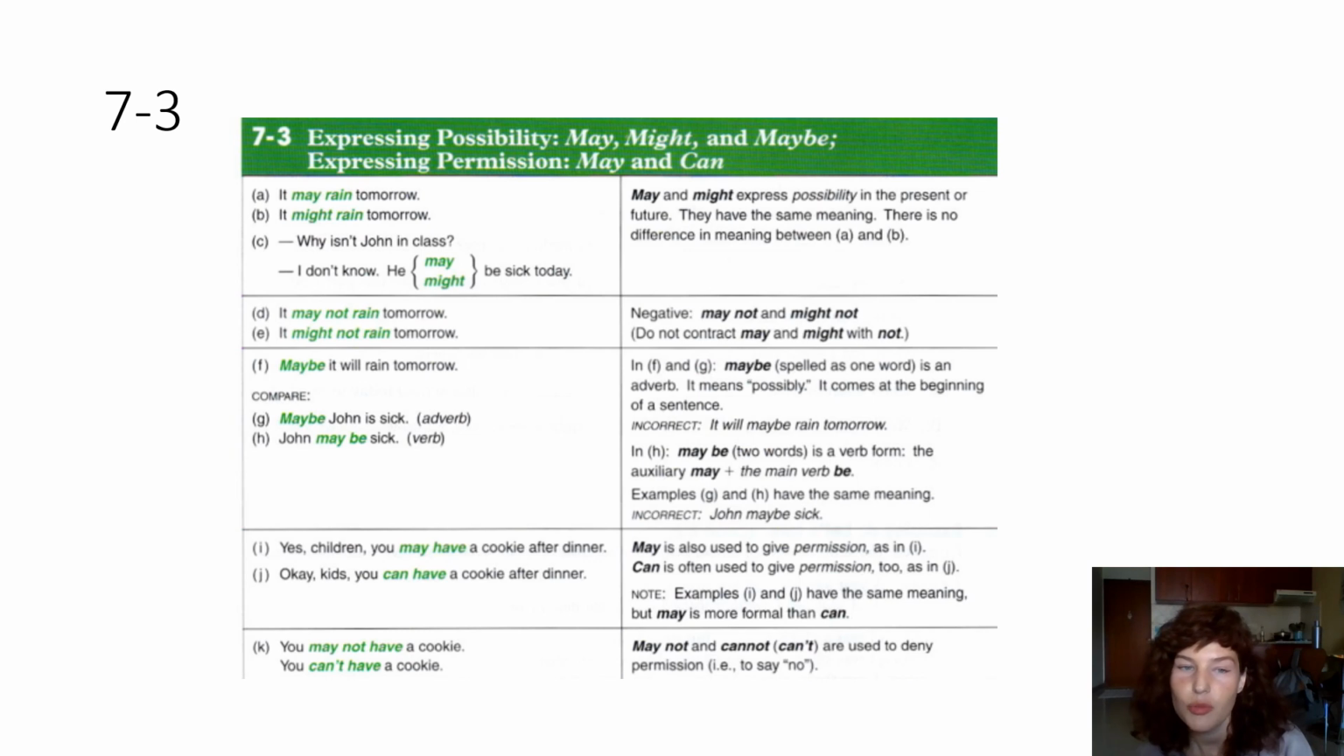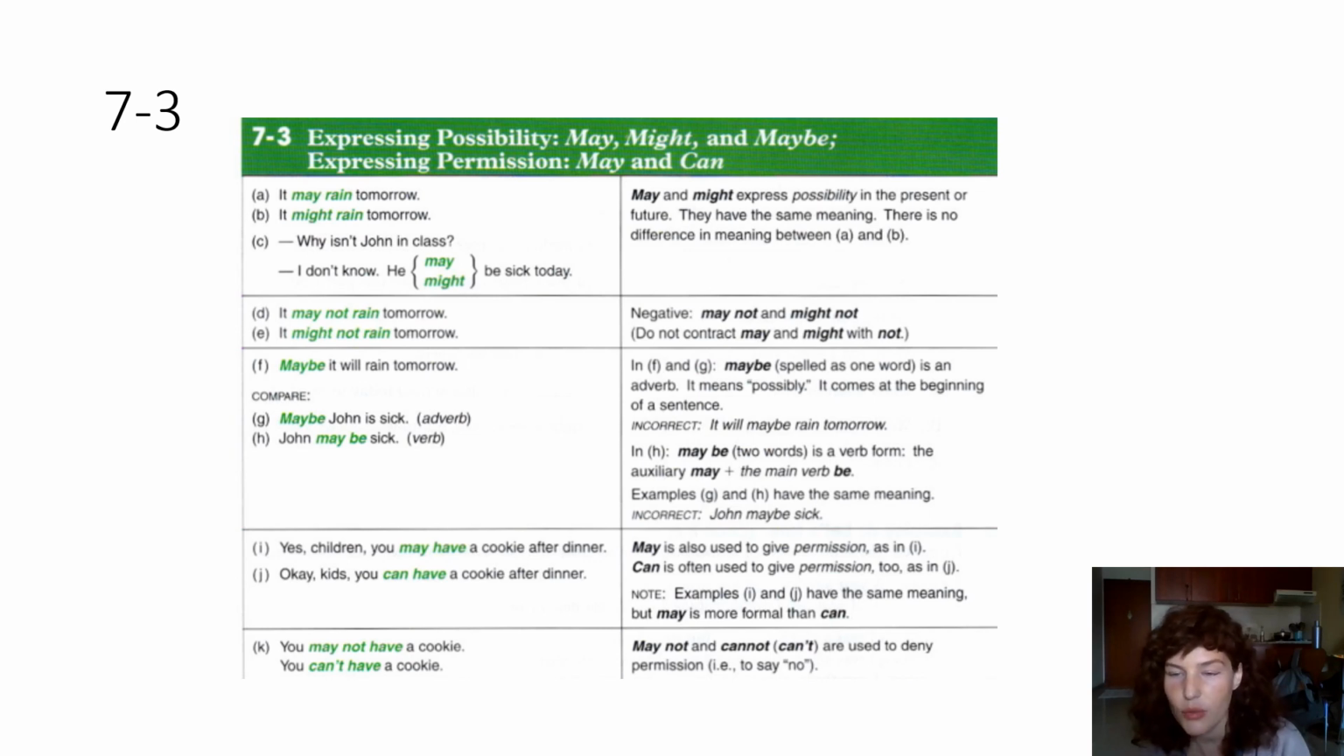A, it may rain tomorrow. It might rain tomorrow, meaning here is exactly the same. Why isn't John in class? I don't know. He may or he might be sick today, all right? So these are both possibilities that are true in the present or in the future, okay? It may not rain tomorrow. It might not rain. That would be the negative form. We notice we're not using contractions here. And then F, maybe it will rain tomorrow, right?